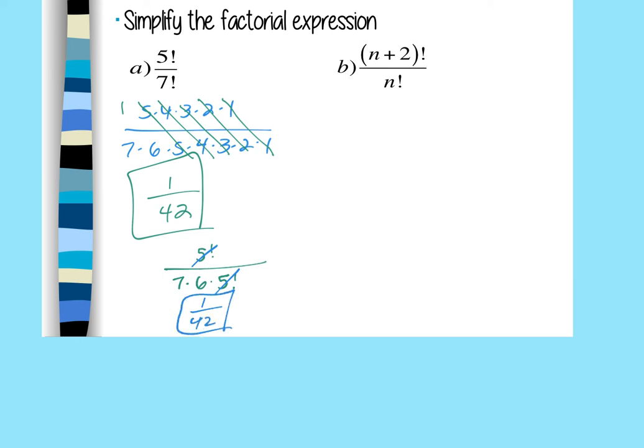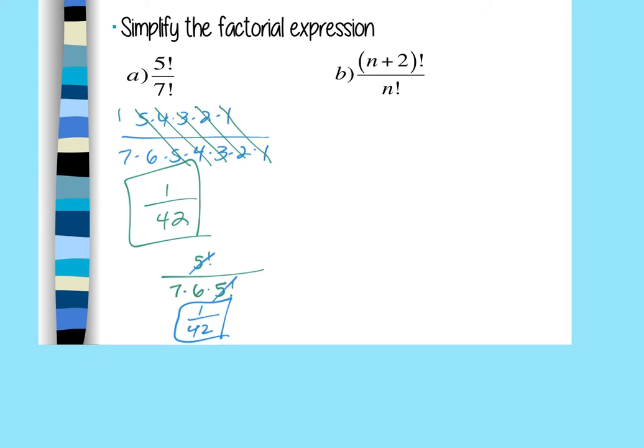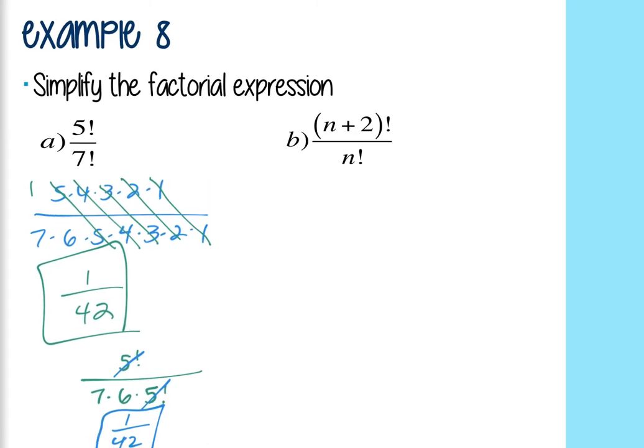So if you've got a fraction, and whichever one is bigger, you want to break down until you get to the smaller one, and then those will cancel out. Sometimes they're going to cancel leaving you with the 1 in the top. Sometimes they're going to cancel leaving you with the 1 in the bottom. It just depends on where the factorial is bigger, okay? All right, so think about that, and now go to B.